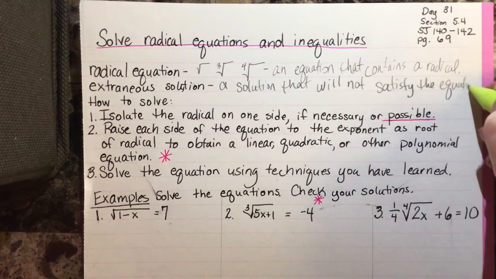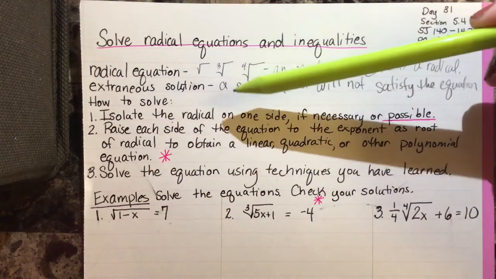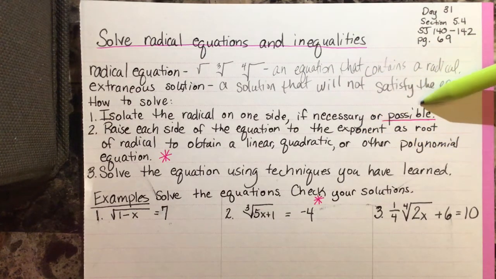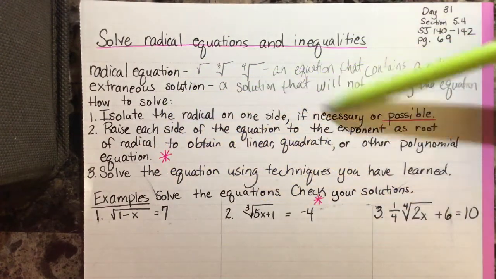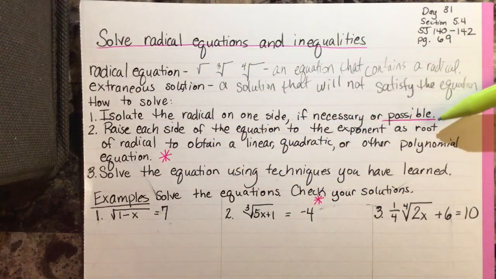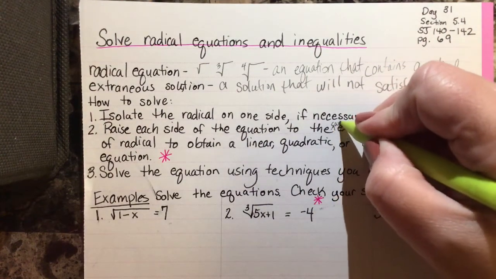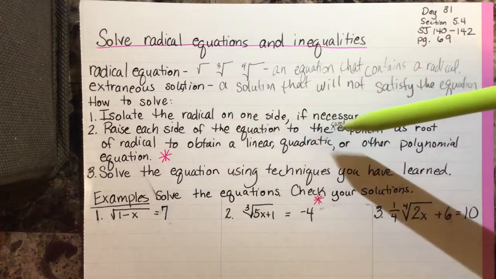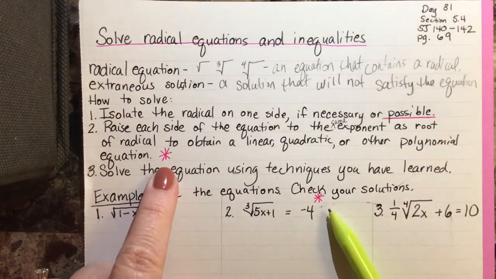Okay. How to solve. The first thing you're going to do is just isolate the radical on one side if necessary or possible, because sometimes it's not possible. The next thing you're going to do is raise each side of the equation to the same exponent as the root of the radical to obtain a linear, quadratic, or other polynomial equation. Notice I have this little star.